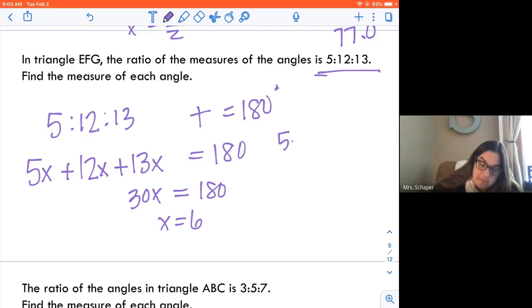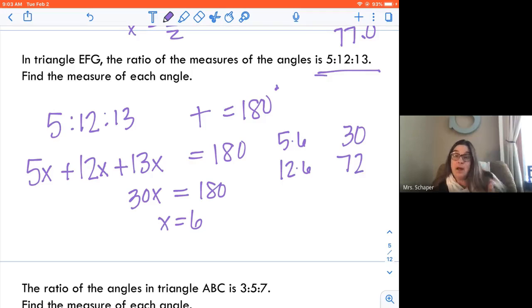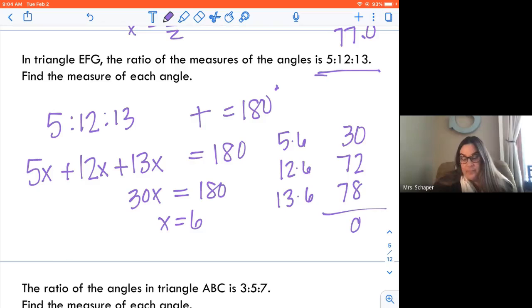So 5 times 6 is 30. That's one of my angle measurements. 12 times 6 is 72. That's my second angle. And then I've got 13 times 6, which is going to be 78. And when I add those all together, then I'm going to get 180 degrees, okay?